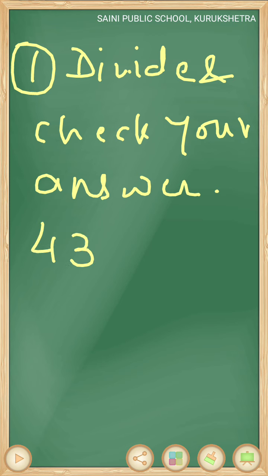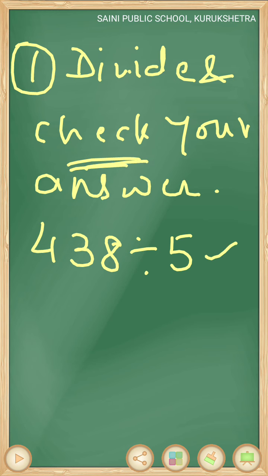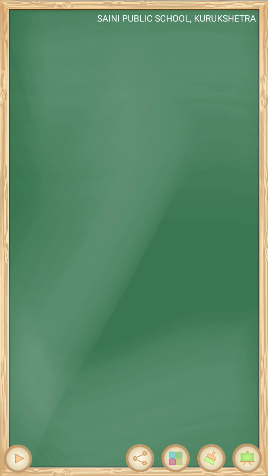The question is 438 divided by 5. As you know, for dividing and checking our answer, we will use the division algorithm. First of all, we will divide these two numbers and then we will check our answer. In this question, this is our dividend and this is our divisor. So let us start the division.